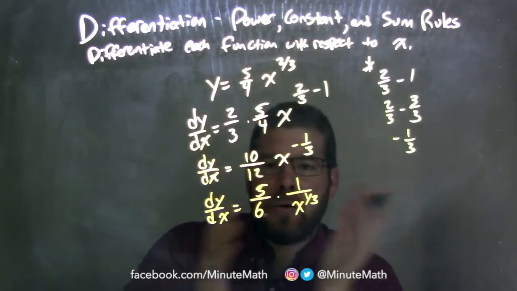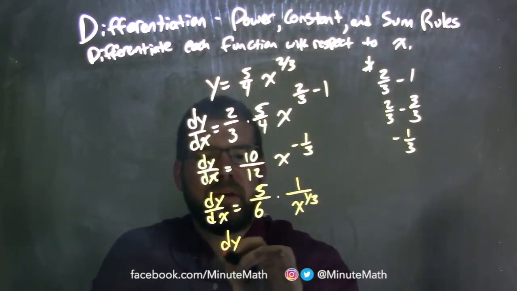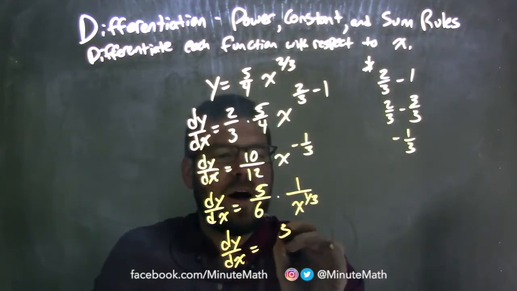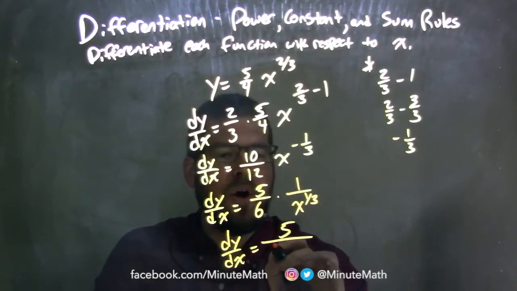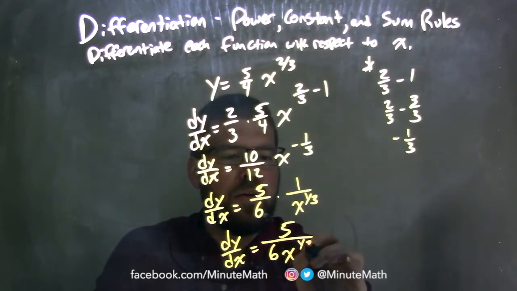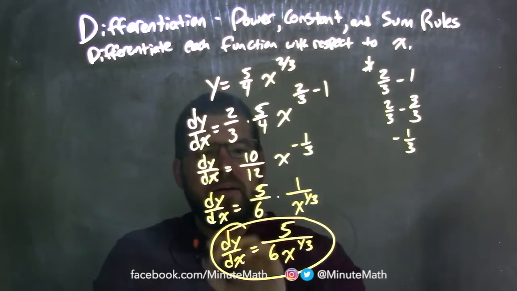And now I can go combine this into one big fraction. Dy dx is 5, multiply across, 5 over 6x to the 1/3 power. And that's how we would write our final answer.